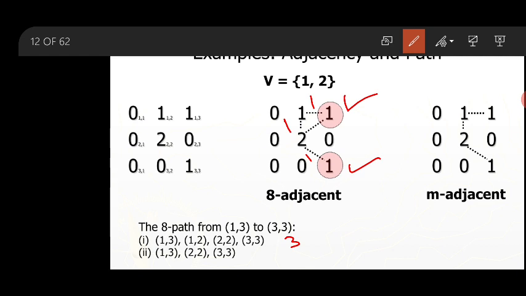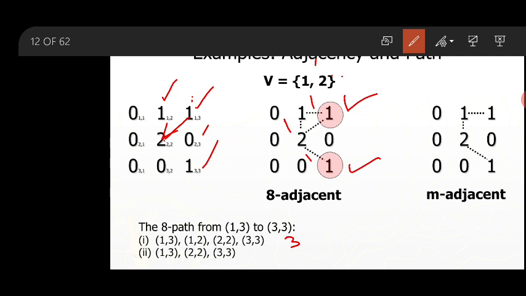Now you may have a question: what is the length you get here? 3. There is one more path that exists to reach from 1 3 to 3 3. Which is that path? You can go in this fashion, because it's diagonal. Which are the neighbors of this 1? This is from the set V, yes. 0, it is not from the set V. 2 is from the set V.